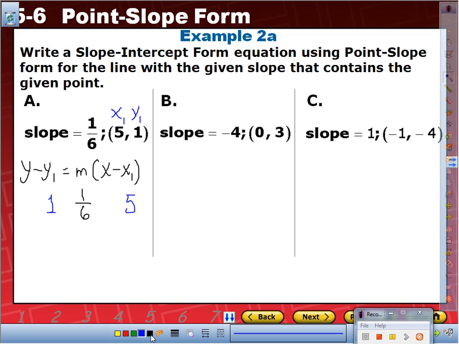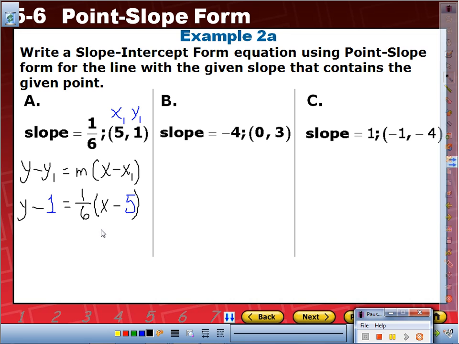Okay, I'm going to bring everything else down. The y, the minus, the equals, parentheses, x, minus, parentheses. Everybody see that? Okay, copy that, please. So let me recap. We're writing a slope-intercept form equation, but we're using point-slope. So the first step I did, I wrote my point-slope form. There it is. Next, I substitute the slope and the point. There they are. Are we there so far?